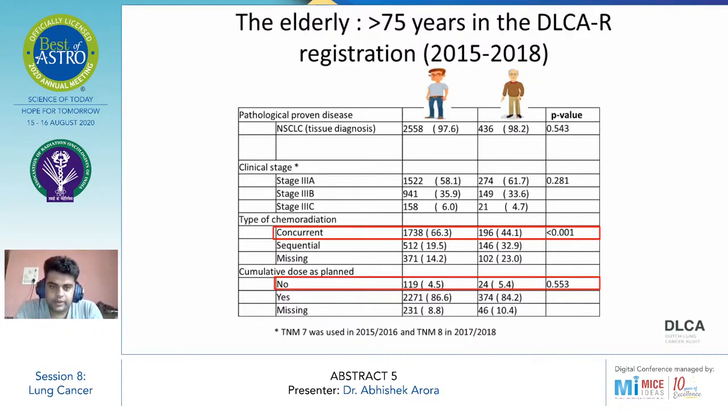The type of chemoradiation followed was concurrent in 1738 patients in the non-elderly and 196 in the elderly, and sequential in 512 patients in the non-elderly group and 146 in the elderly. The number of patients missing, lost to follow-up, or who did not complete treatment was 371 in the non-elderly and 102 in the elderly. The cumulative dose was reached as planned by the treating physician in 271 of the non-elderly and 374 of the elderly.